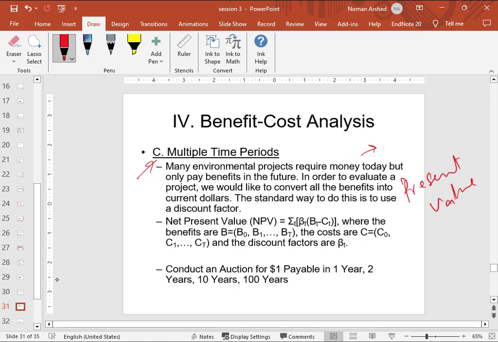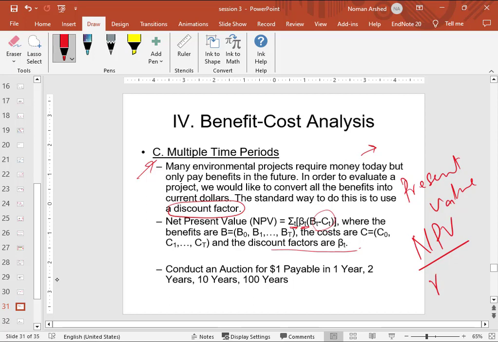We already know this as the NPV, the net present value method. For that, we need the discounting factor. In economics we call it the discount rate or interest rate. The net present value formula is the sum of all discounted net benefits, benefit minus cost, where the benefits are B, the costs are C, and the discount factor is beta. So an example is that you conduct an auction for $1 payable in the future.